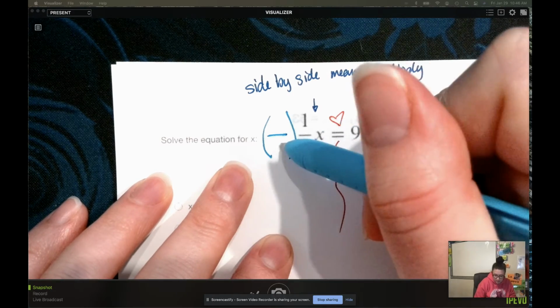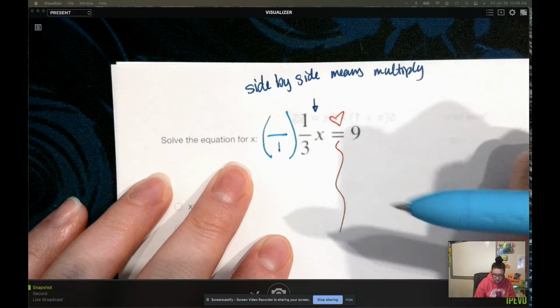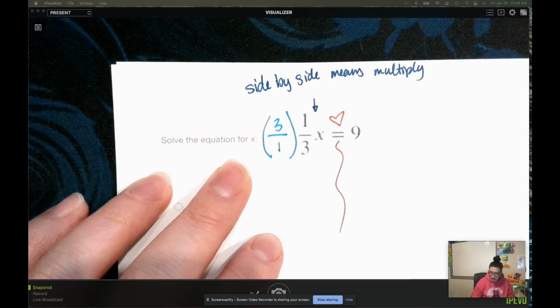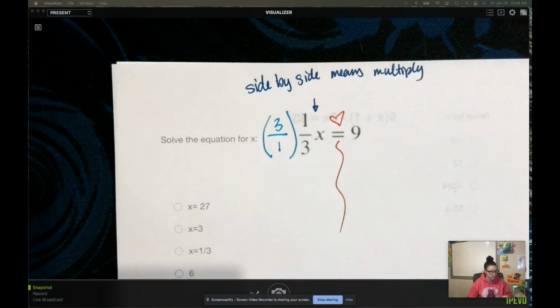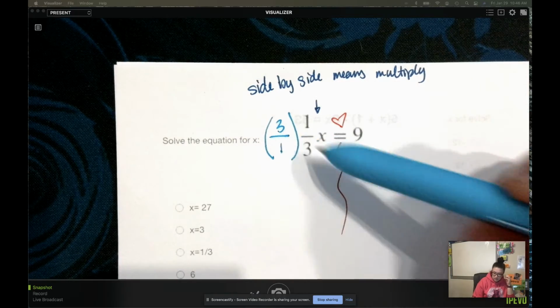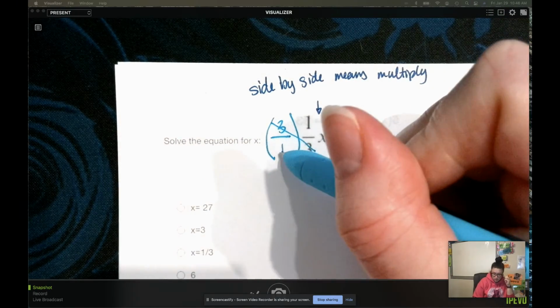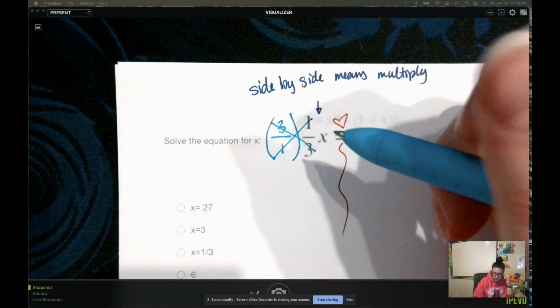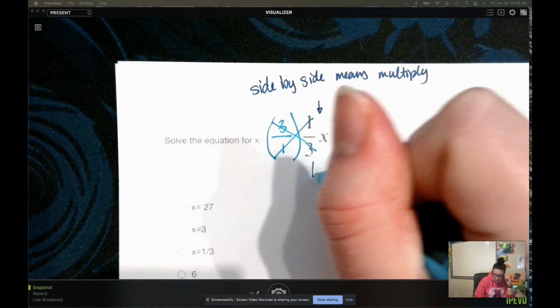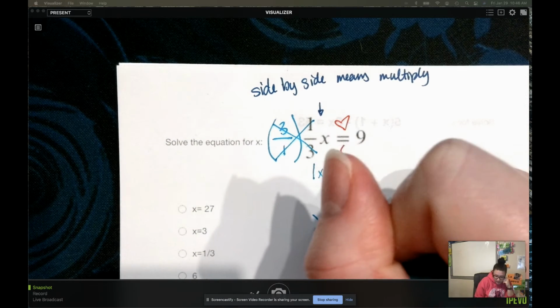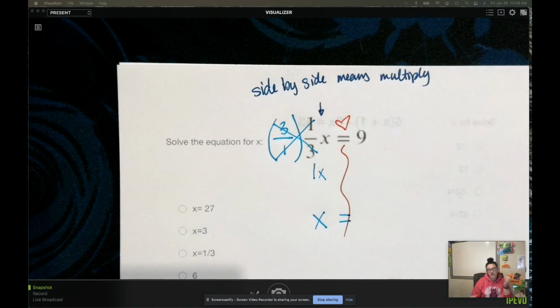So my 1 was up top in the numerator, now it's in my denominator. 3 goes up top, it's now in my numerator. If I multiply and divide by 3, they simplify to 1. 1 over 1, that simplifies to 1. So this simplifies to 1x, but as lazy math people, we're just going to write x. We're not going to write that 1 in front. We're going to work smarter, not harder.